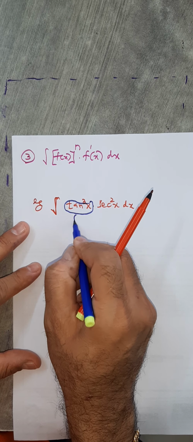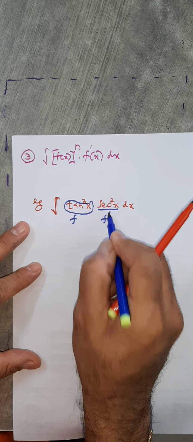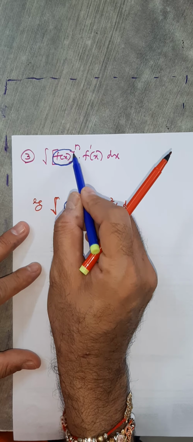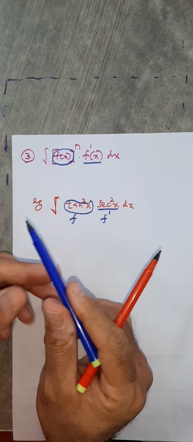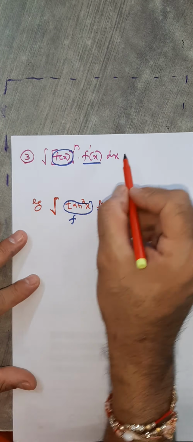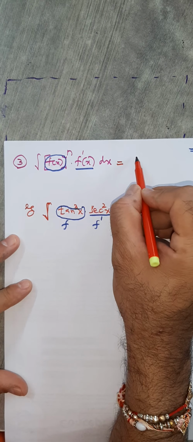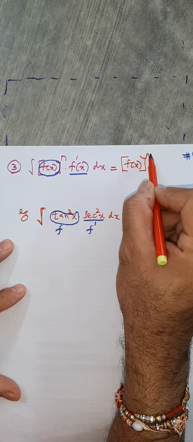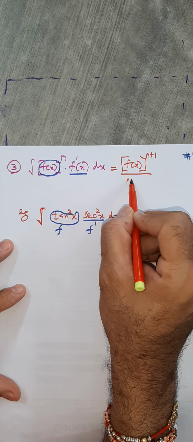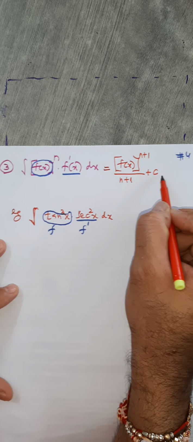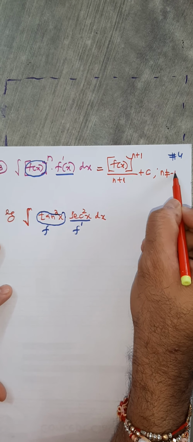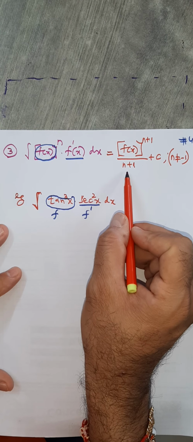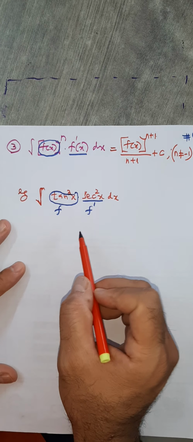What's the derivative of tan? That is sec square, f dash. So we are not differentiating f x raised to n. We are just writing the derivative of f, which is f dash. Then by the substitution method, it can be shown that the integral of this is f x the whole raised to n plus 1 upon n plus 1, plus c. C is always there. n should not be minus 1, obviously, otherwise this will be 0. Raise the power by 1 divided by the same number.